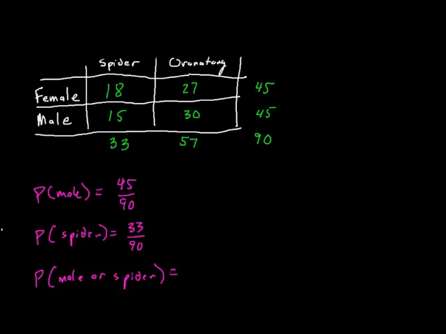How about the probability that you get a male or a spider monkey? Okay, well, let's use the formula. Male, well, how many males are there? 45 of these monkeys are males. Or spider monkeys, 33 of these monkeys are spider monkeys.